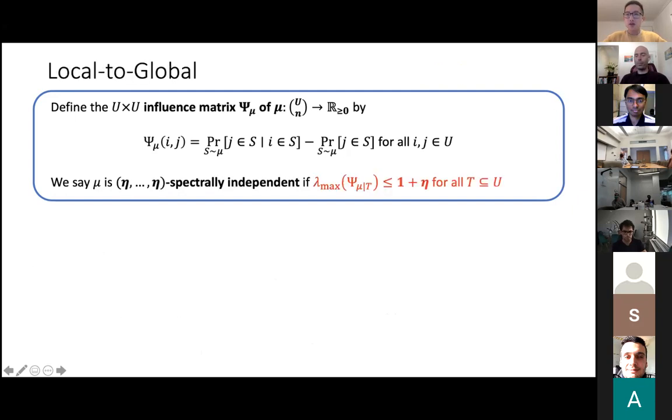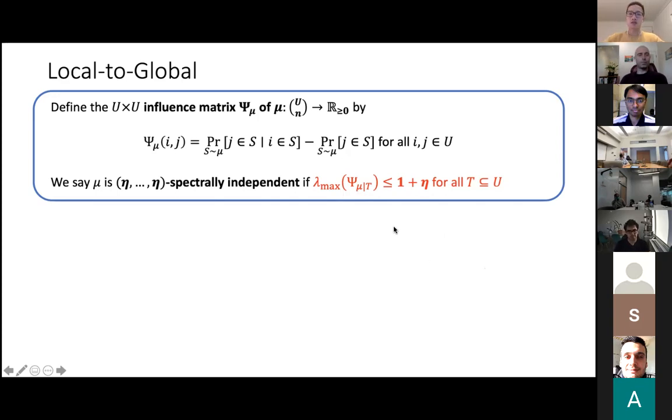Now I want to tell you about how to get from spectral independence to rapid mixing. To do that, I first need to strengthen this notion of spectral independence to encompass all conditional distributions. So condition on any subset T of the elements to be in the set that I sampled. I want the influence matrix of the resulting conditional distribution to also have maximum eigenvalue upper bounded by this parameter 1 plus eta.